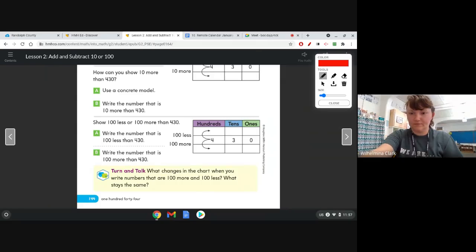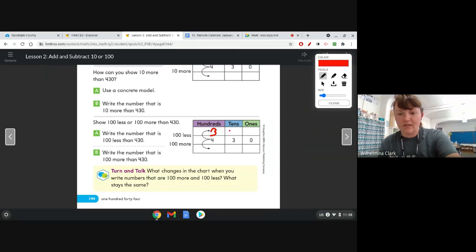Now, coming down to the bottom, it says show 100 less or 100 more than 430. Okay, so write the number that is 100 less than 430. So 100 less, 400 minus 100 is 300. The tens and ones stay the same. That's a 0. And then if you're doing, write the number that is 100 more than 430. 430 plus 100 more is 530.